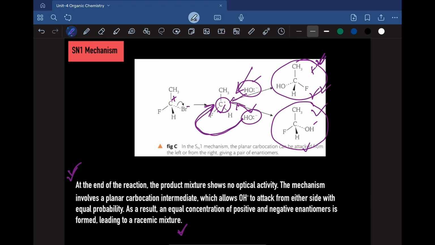Now let's understand this right. At the end of the reaction, the product mixture shows no optical activity. Why no optical activity? Because the mechanism involves a planar carbocation. This carbocation is planar, which allows the OH minus nucleophile to attack from either side. They can attack from the left hand side as well as the right hand side with equal probability. As a result, an equal concentration of positive and negative enantiomers are formed, which leads to a racemic mixture. These are the things that I made you understand in the last video.